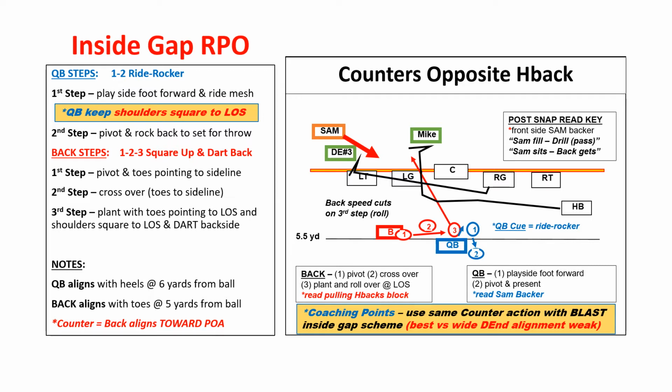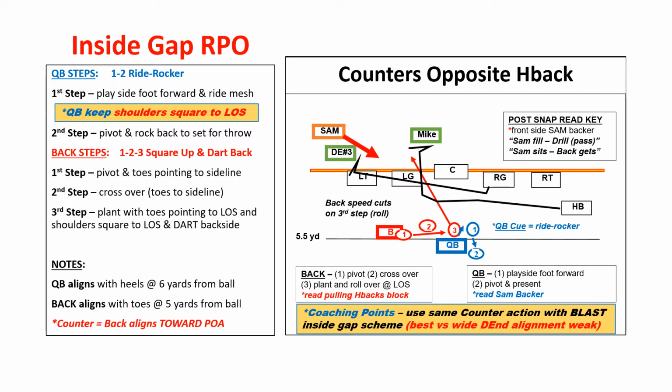Again, inside gap RPO steps, whether it's the counter or the power, the back is going to take the same 3 steps every time. He takes steps 1 and 2 with the toes pointed at the sideline, and then the third step with the toe right down the midline of the quarterback, pointing straight upfield. That way we can plant with the shoulders square and get on the backside hip of the puller for the counter, in this case being the H-back.